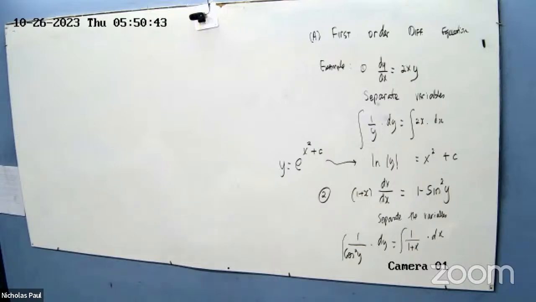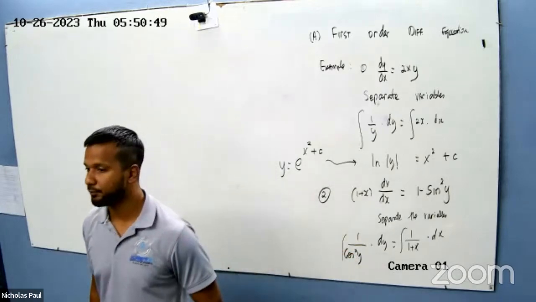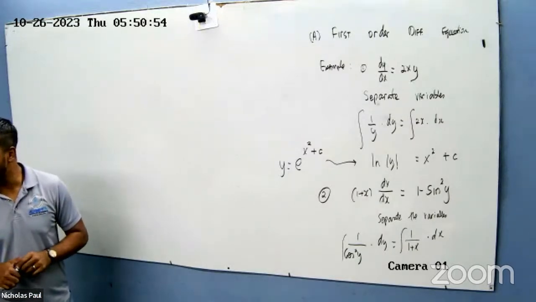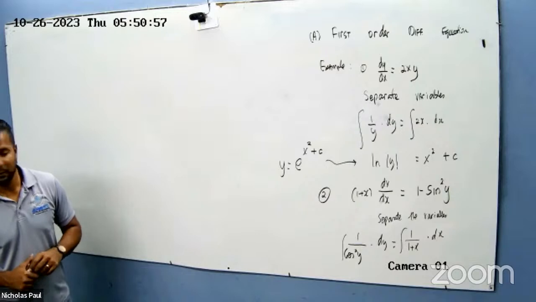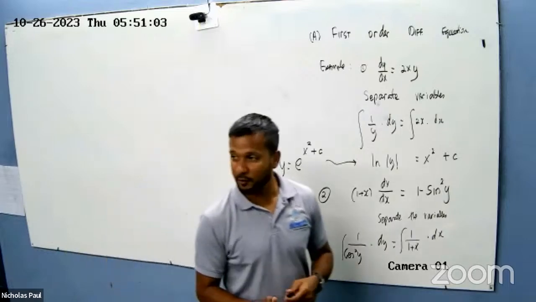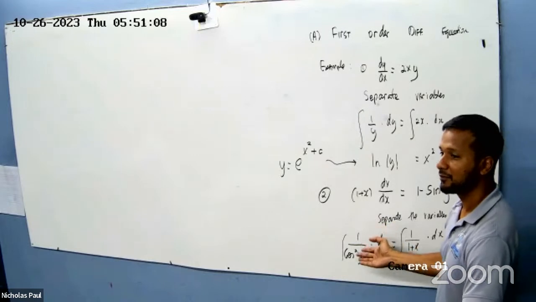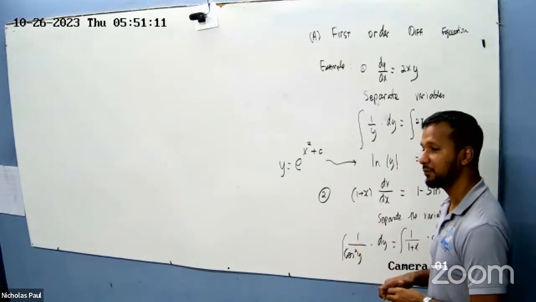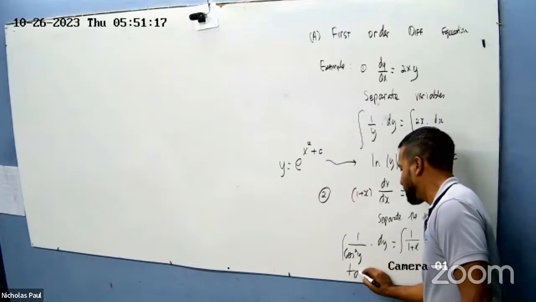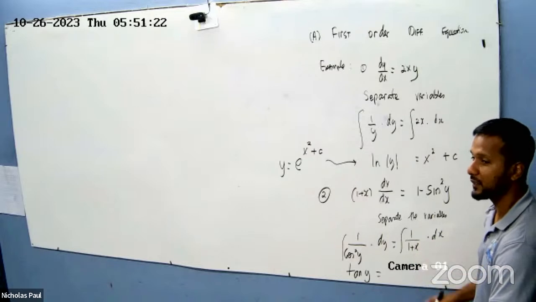Right, yeah, so let's finish up that now. Integral of 1 over cos squared dy. What's the integral of 1 over cos squared? All right, I'll make it easy for you. What's the integral of sec squared? It's tan. So you write tan y equal to the integral of 1 over 1 plus x.